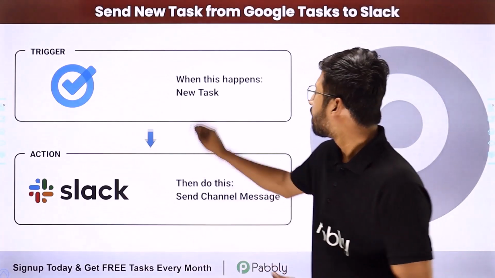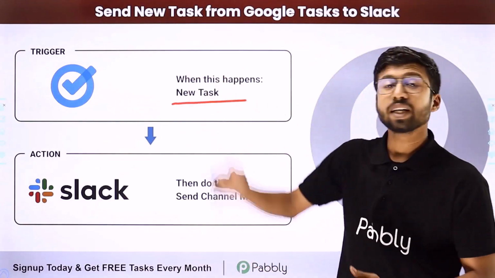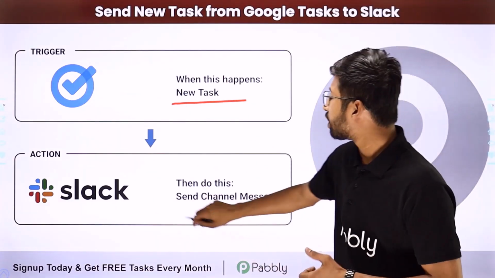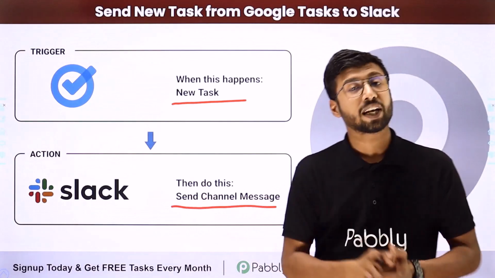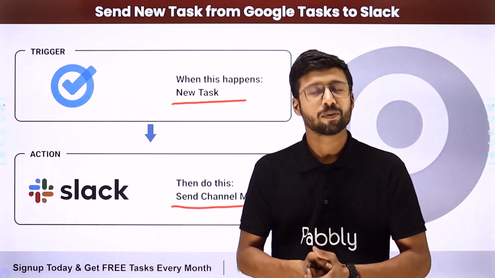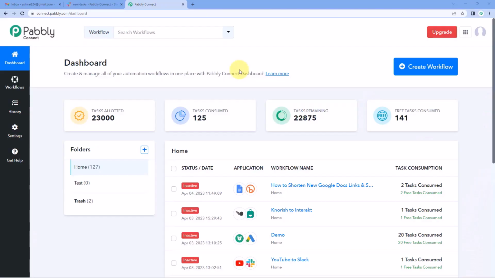In this automation, whenever a new task is created in Google Tasks, automatically the details of that task will be shared as a channel message on our Slack channel. Now, how can you set up this automation? To know this, you have to come with me to my screen. So as you can see, here we are on Pabbly Connect's dashboard.